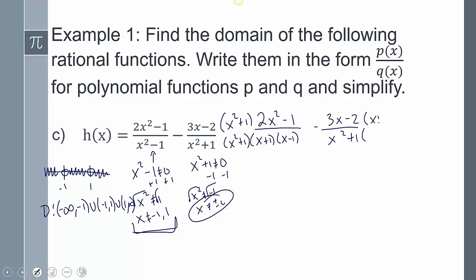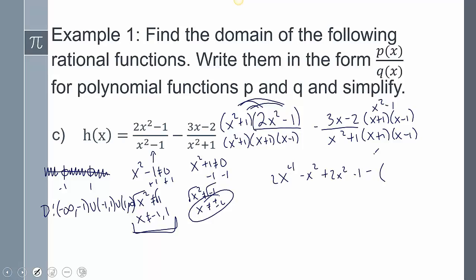This here needs x plus 1, x minus 1, x plus 1, x minus 1. So now I get to spend that lovely time multiplying everything through. So distributing this, x squared and 2x squared, that's going to give me 2x to the fourth minus x squared plus 2x squared minus 1, and then minus, now this is just going to be x squared minus 1.